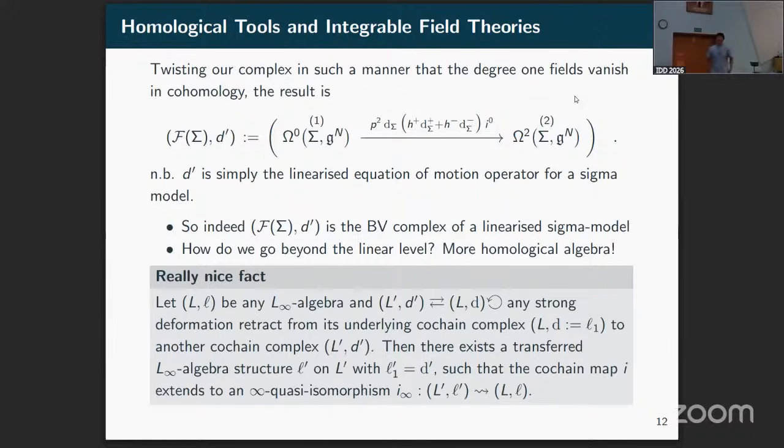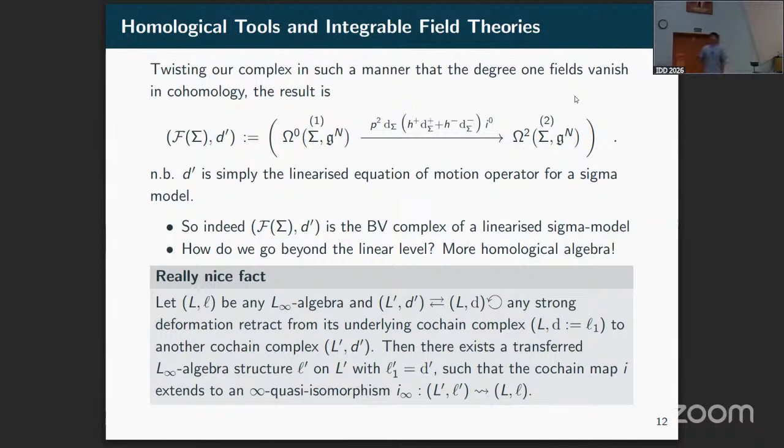But it's an important thing to also make statements about the non-linear level. At the end of the day, we're trying to solve integrability. And in integrability, we're trying to say profound things about incredibly nonlinear equations, which look like they shouldn't be solvable in any sense. So how do we go beyond that to get to these nonlinear terms? And the idea is we actually use more results from homological algebra. So this is a really nice fact. I really like this. It's called the homotopy transfer theorem.